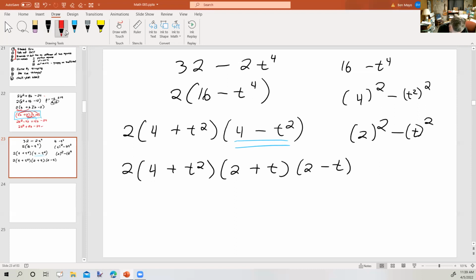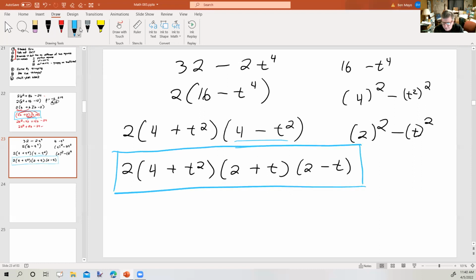Well, but what about this factor? That's the sum of 2 squares. There's no greatest common factor to remove, so it won't factor any further, will it? So we don't say the whole thing's prime, but we can't factor that any further. Okay, so this would be the final answer. Any questions about that?